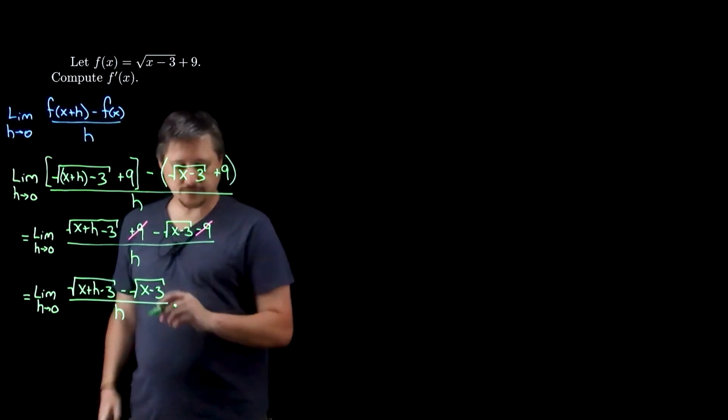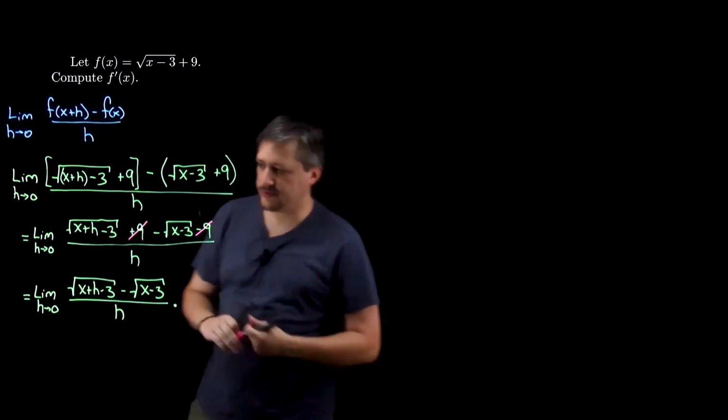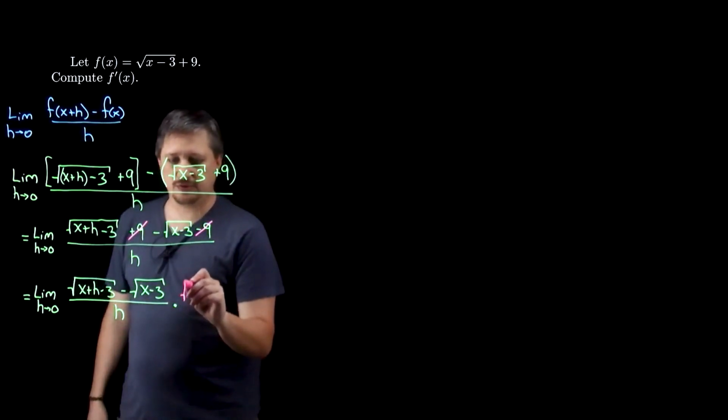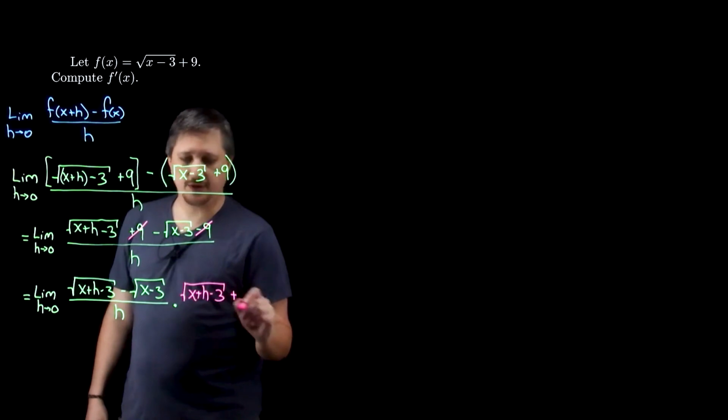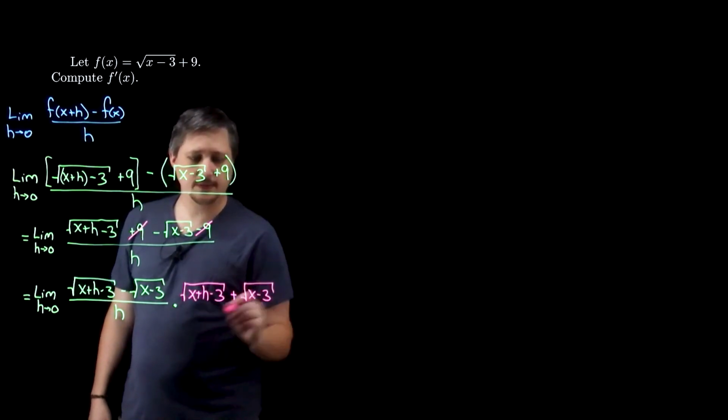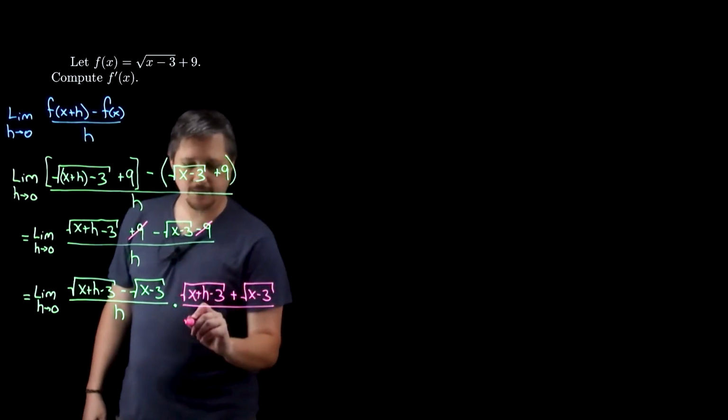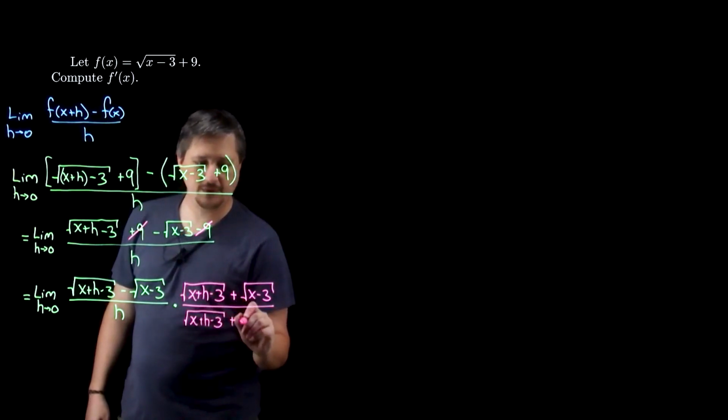So in particular, I'll do this in a different color so it's clearer what's happening. Square root of x plus h minus 3, so that's the same first term. Now I'm doing plus square root of x minus 3 on the top and bottom. So square root of x plus h minus 3 plus square root of x minus 3.